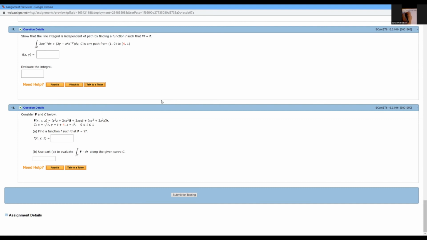And the curve is a parametric curve. The x component is the square root of t. The y component is t plus 4. And the z component is t squared. And we're doing it from 0 to 1. Tell you what, let's find out where the start and finish are, since it's here. (0, 4, 0).